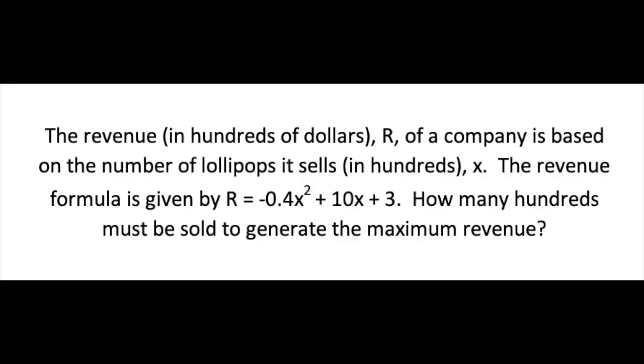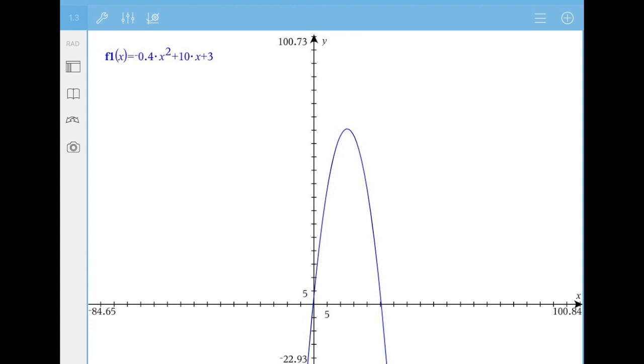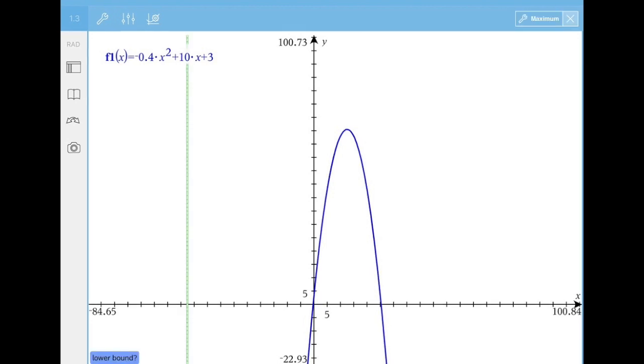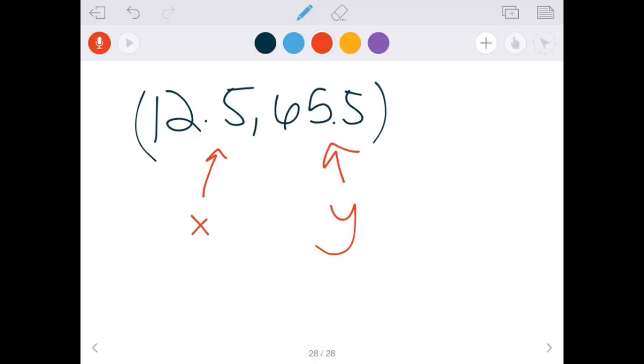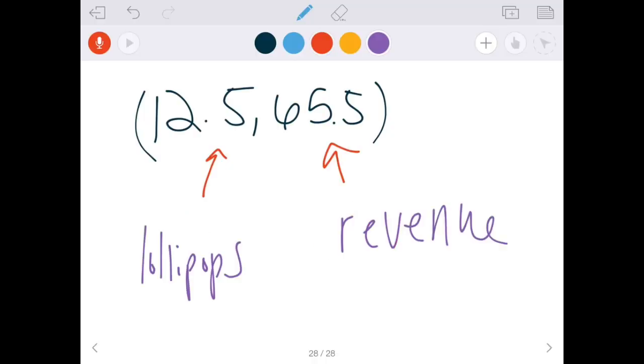With problems like these, we're going to graph them. This one wants to know about the maximum, so you use the graphing calculator to find the maximum. And we use the x value for the answer.